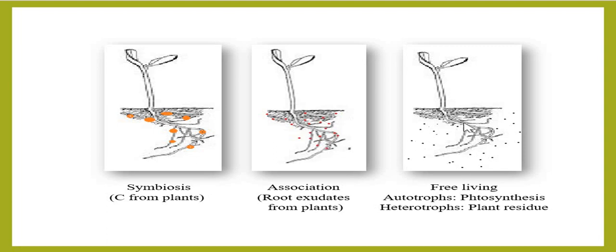Then here they are the free living microorganisms, and these free living microorganisms may be of two types. They may be autotrophs and they may be heterotrophs. So autotrophs can prepare their own food through photosynthesis, while the heterotrophs can obtain their food from plant residue. So these can also fix nitrogen, but this is non-symbiotic relationship. The nitrogen can also be fixed, but through non-symbiotic relationship.